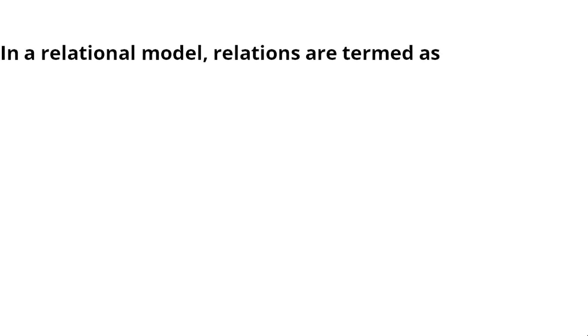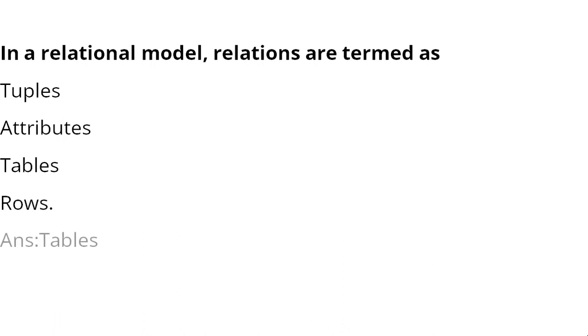In a relational model, relations are termed as tuples, attributes, tables, or rows. In a relational model, relations are termed as tables.